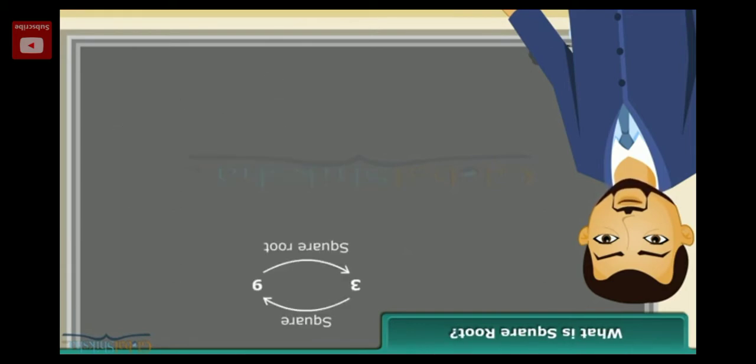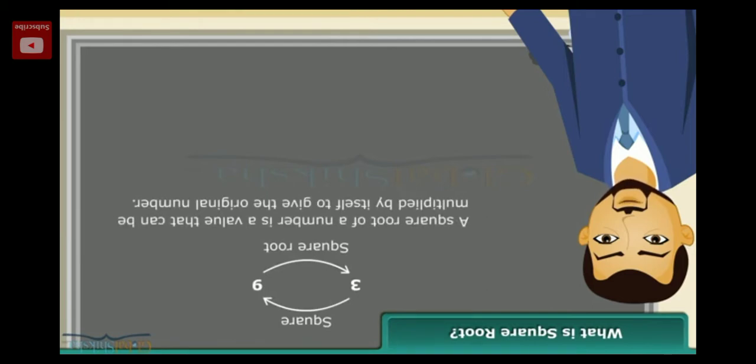Square root is an inverse operation of squaring. It is a value that can be multiplied by itself to get the original number. So we can say when 4 is multiplied by 4, we get 16, which means 4 is the square root of 16. The square root is represented by a special symbol. It is called the radical. We can use it like this. The square root of 25 is 5.